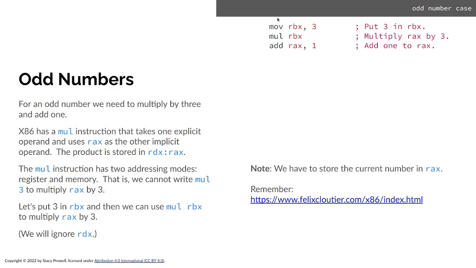So if my current value is in RAX, these two instructions will multiply it by 3, and this one will add 1. And of course, RDX is going to be zeroed out by this, or it's going to get some other value. We won't worry about that for right now.